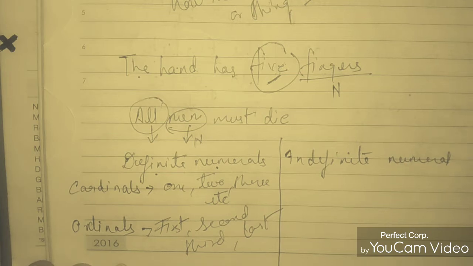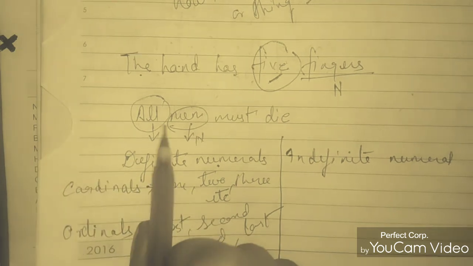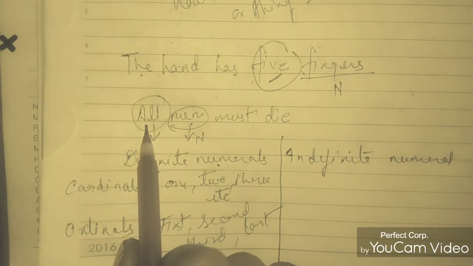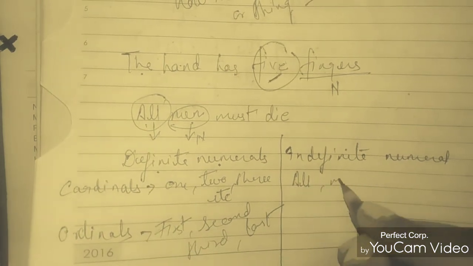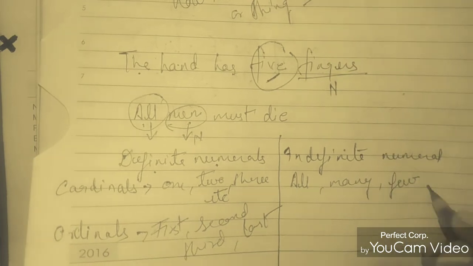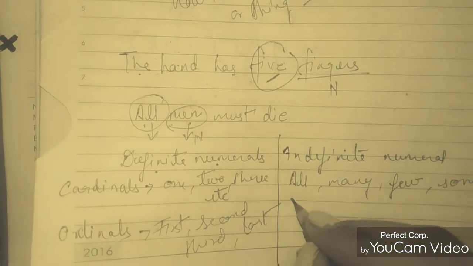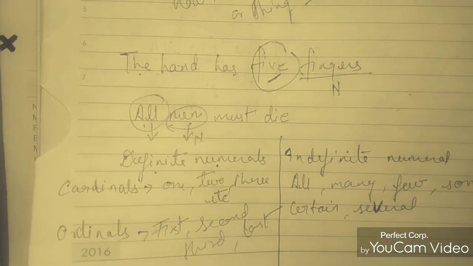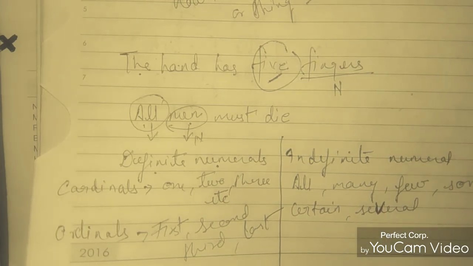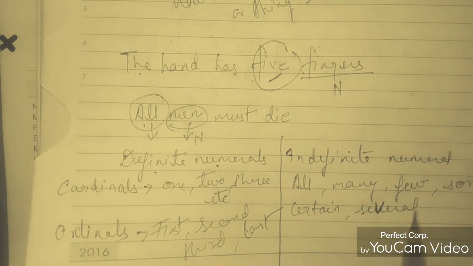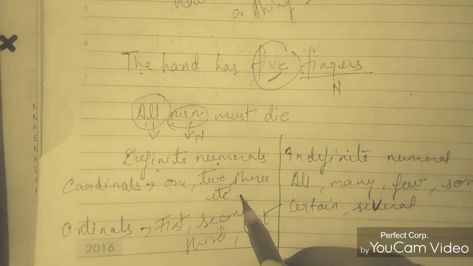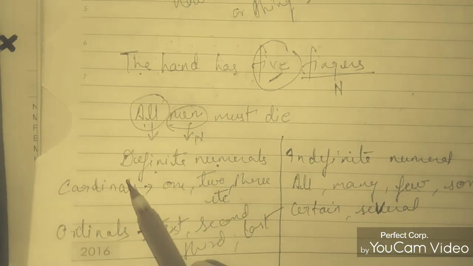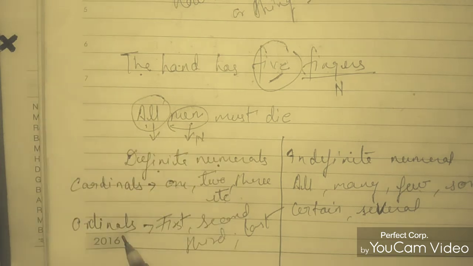Now what are indefinite numerals? Here, example: all men. All. Can you say in all how many come? No. So it is indefinite. Some examples are: all, many, few, some, certain, several. These are indefinite numerals because we do not know the number of persons or things. But here we know. So if we say in the form 1, 2 and 3, we call them cardinals. If we say first, second, third, fourth, we call them ordinals.